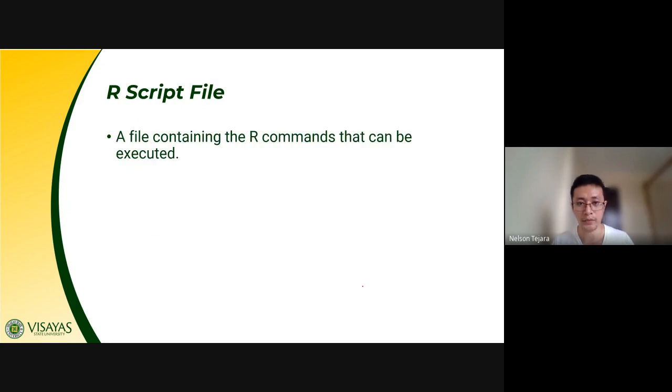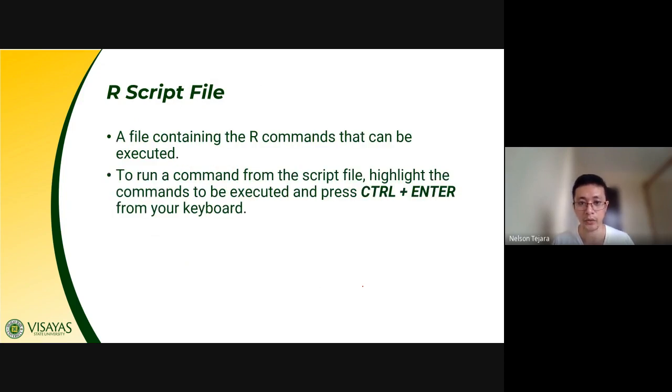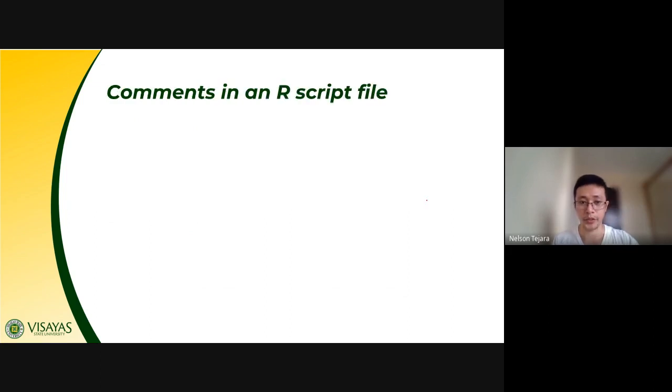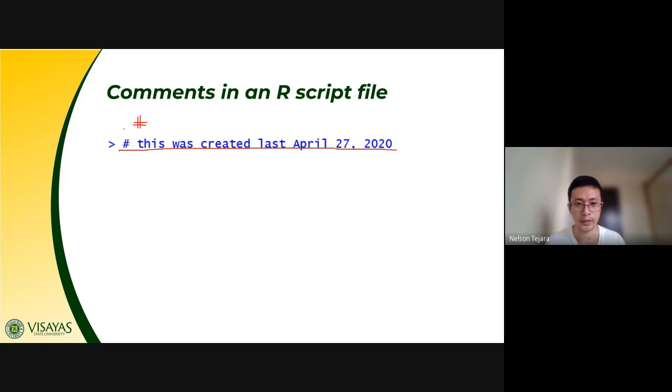So our script file is a file containing our commands that can be executed. To run a command from your script, you just need to highlight the commands and then press Control Enter on your keyboard. And then comments in R. To write a comment in R, we need to use the pound sign, or the sharp sign, or the number sign. For assigning comments, these are used to provide some helpful insights about the code.